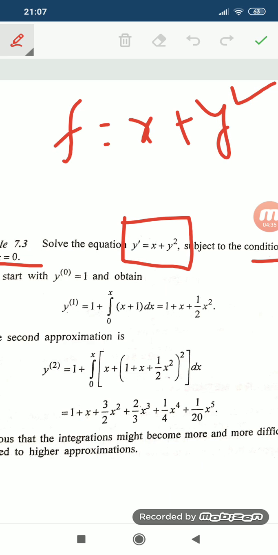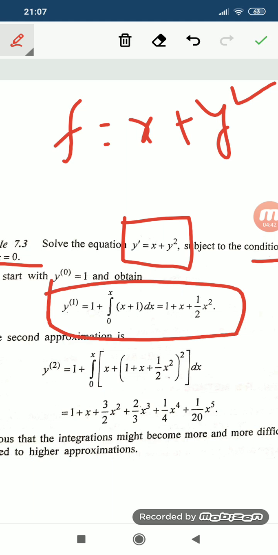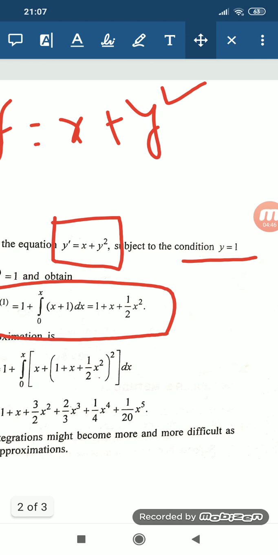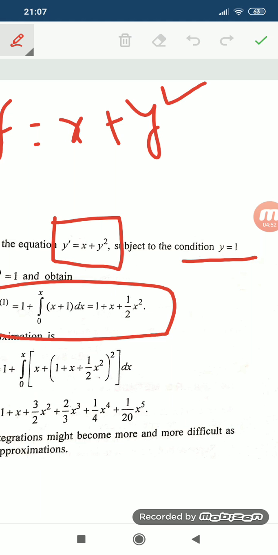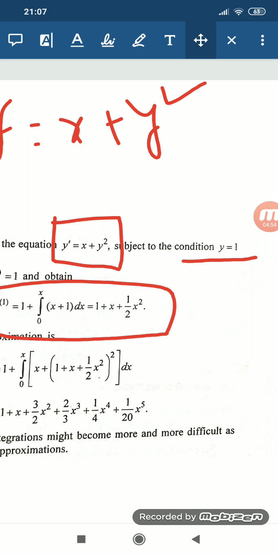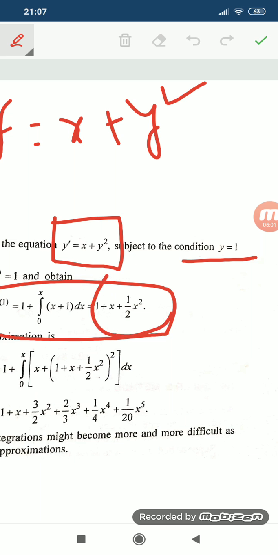So let us find this first approximation, y1. See, in place of y, we substitute the value of y naught, that is 1. So x plus 1 square will be x plus 1 dx, integrated from x naught to x, and in this case our x naught is 0 to x, and y naught was 1. So if you integrate it, you will get 1 plus x plus half of x square. This is our first approximation.